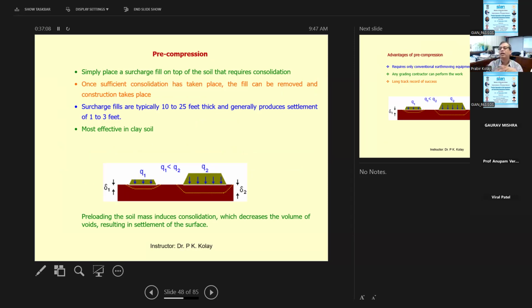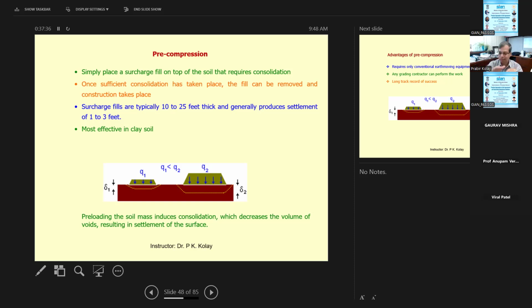Again, consolidation is the expulsion of water from the soil sample, so it takes time. So most of the time, what you do, you need to put a settlement plate or you need to put a pore pressure transducer. That will tell you when you need to remove the load. When the pore pressure transducer shows the pore pressure is 0, it means the consolidation is done. Consolidation is expulsion of water from the soil sample. When the consolidation is done, there is no water pressure.